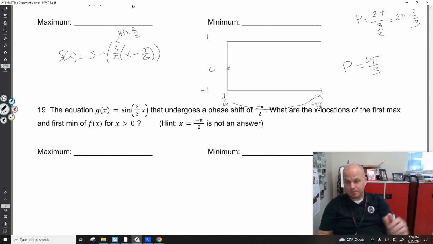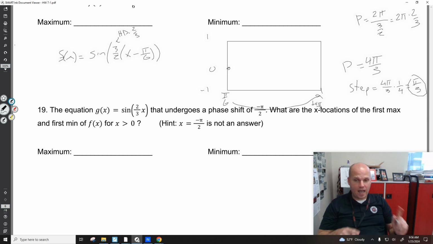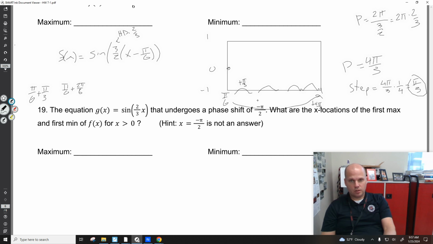Or let's step this out. Steps must be 4 pi over 3 divided by 4, or times a quarter. That means my step is pi over 3. Okay, that's easier to do, 1, 2, 3, 4 steps of pi over 3. So I got to figure out what pi over 6 plus pi over 3 is. That's 2 pi over 6, so that's 3 pi over 6. So this is 3 pi over 6, which is pi over 2.